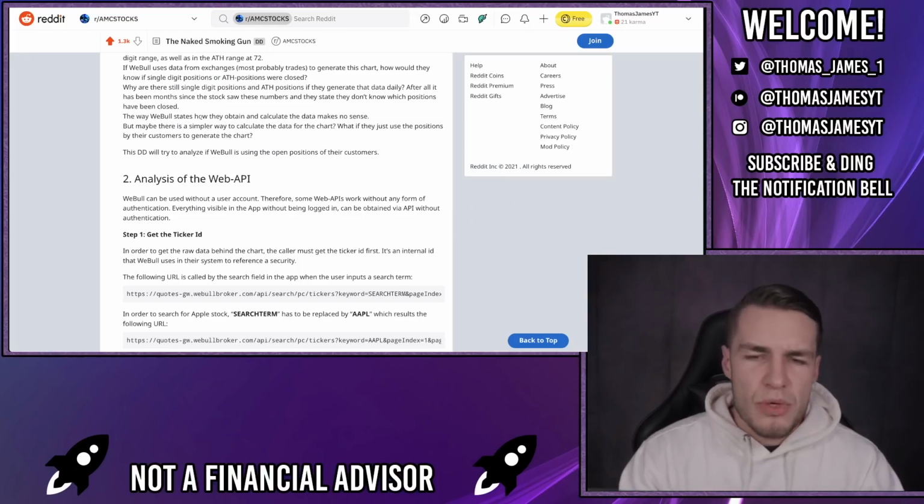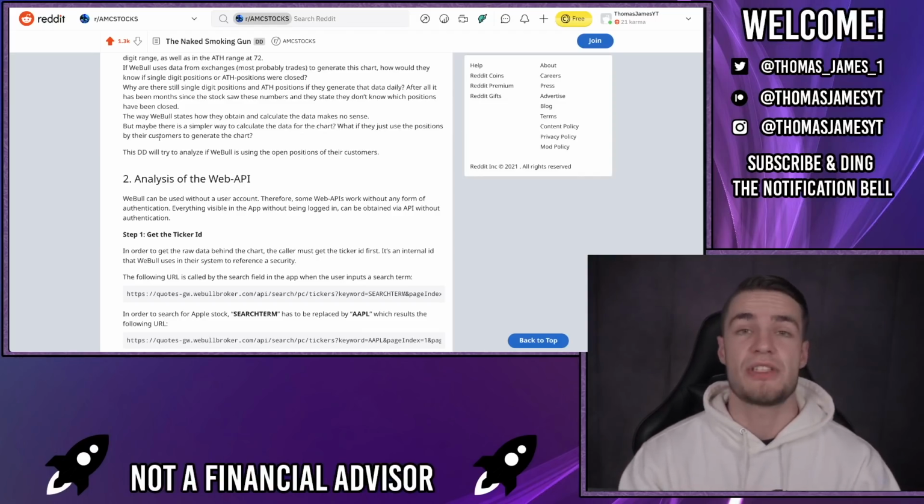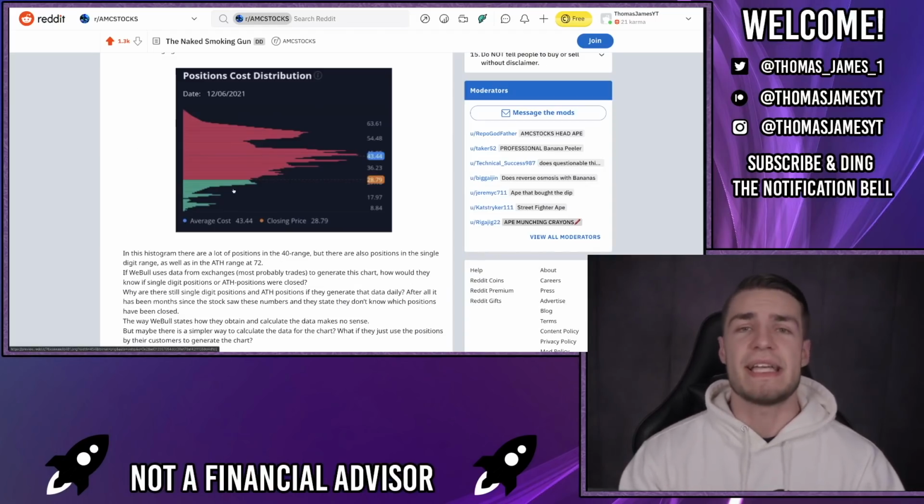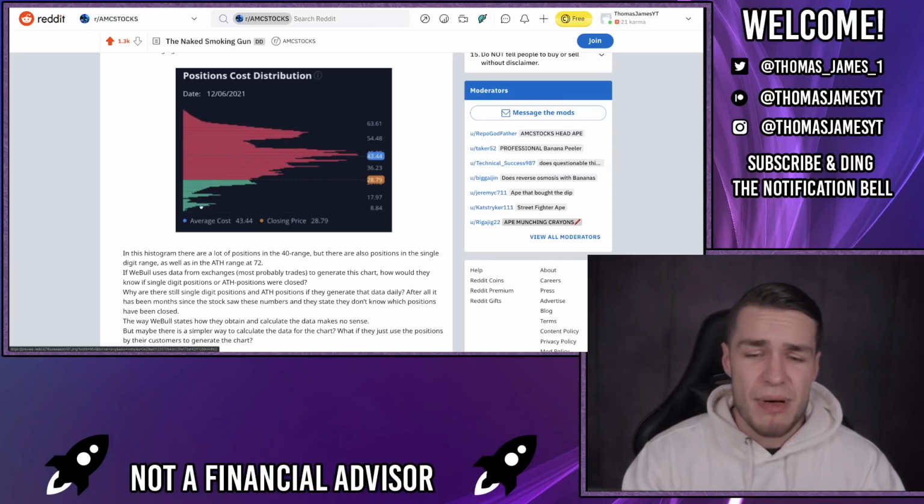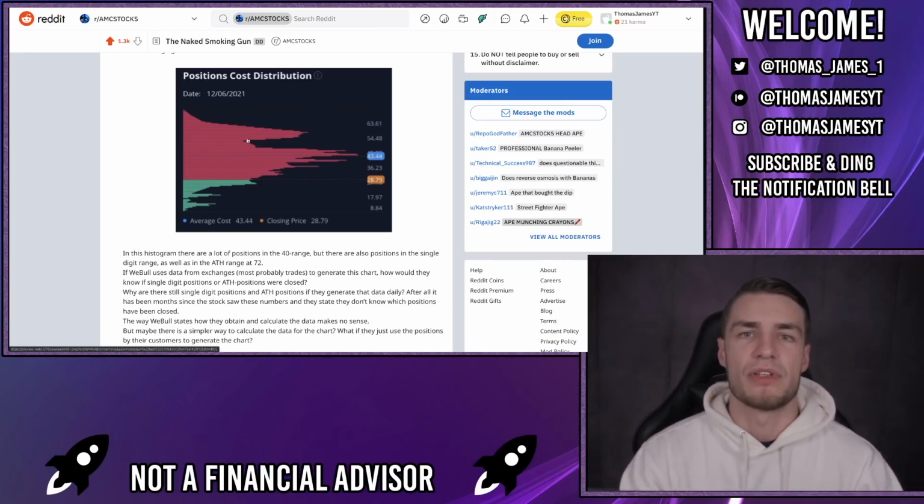He says the way Webull states how they obtain and calculate their data makes no sense, but maybe there's a simpler way to calculate the data from the chart. What if they just use the positions from their customers to generate that chart? It'd be very, very easy for Webull to do a search of their database to figure out where their customers bought AMC and plot it on the chart.